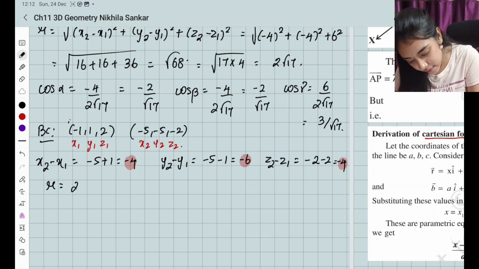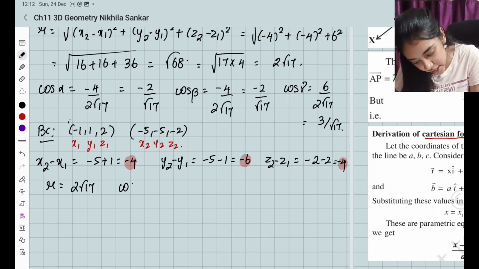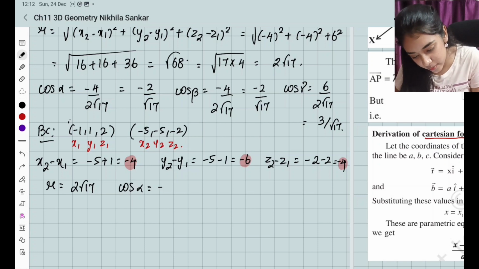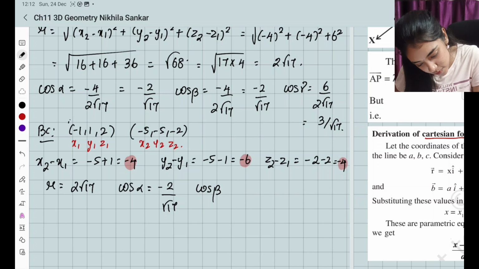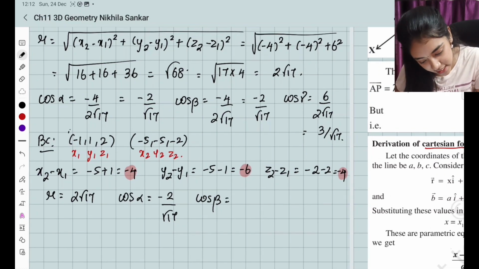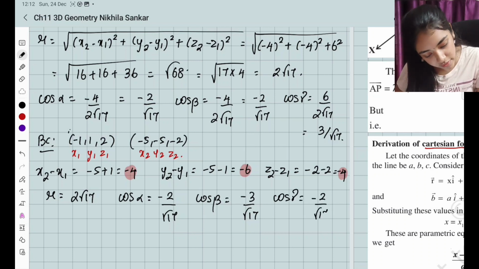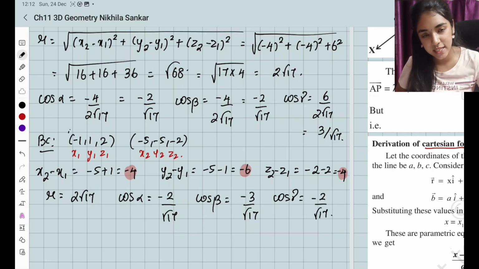I see that my r value is again going to be 2 root 17, and now my cos alpha is going to be again the same thing. So minus 4 divided by 2 root 17, which is minus 2 divided by root 17. Then cos beta is going to be minus 6, so this is going to be minus 3 divided by root 17, and cos gamma is going to be minus 2 divided by root 17.